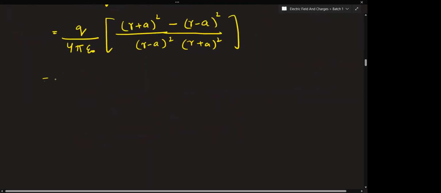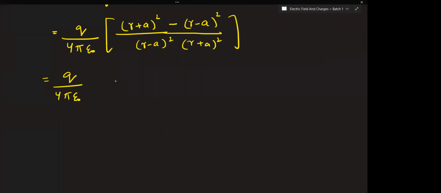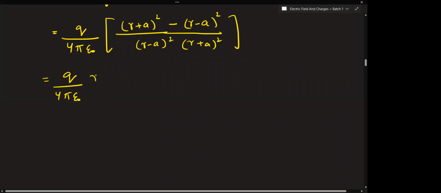Now see. Q by 4 pi epsilon naught was common, (r plus a) whole square. You can expand this identity. Which identity is this when you expand it? (a plus b) whole square, just expand it, tell me what it will be. a square plus 2ab plus b square. Yes, this is correct. r square plus a square plus 2ar. This is for your first bracket.